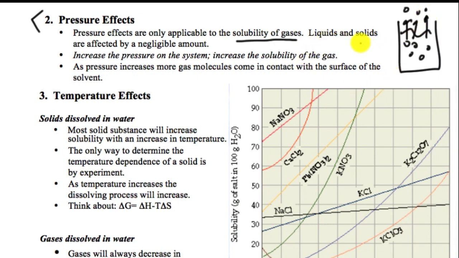Liquids and solids are not really affected, and this means liquids and solids dissolved into the water. That's where not just liquids and solids themselves, but liquids and solids dissolved into the solution, have no measurable effect when you change pressure, just the gases. So as the pressure increases, solubility goes up.